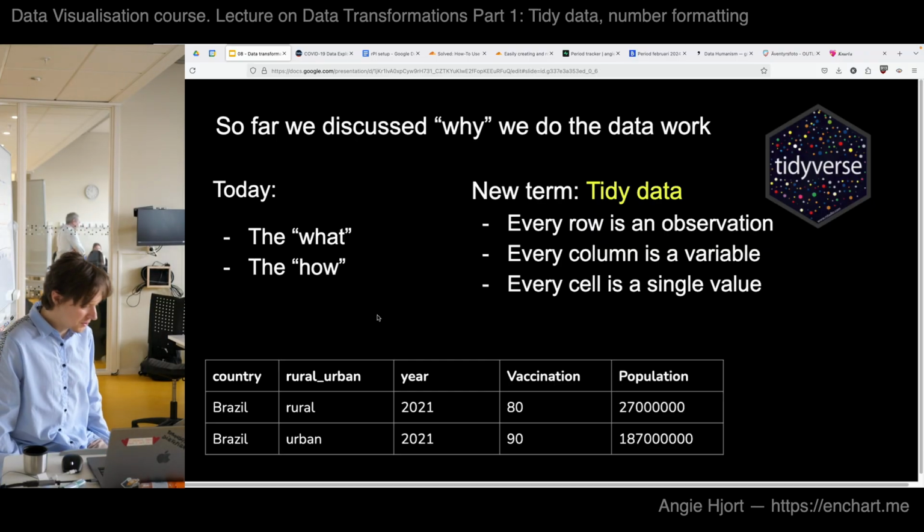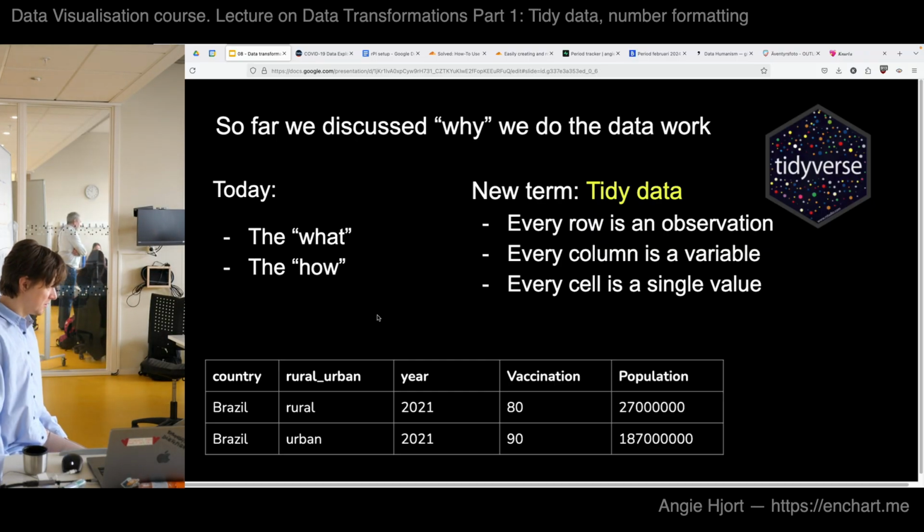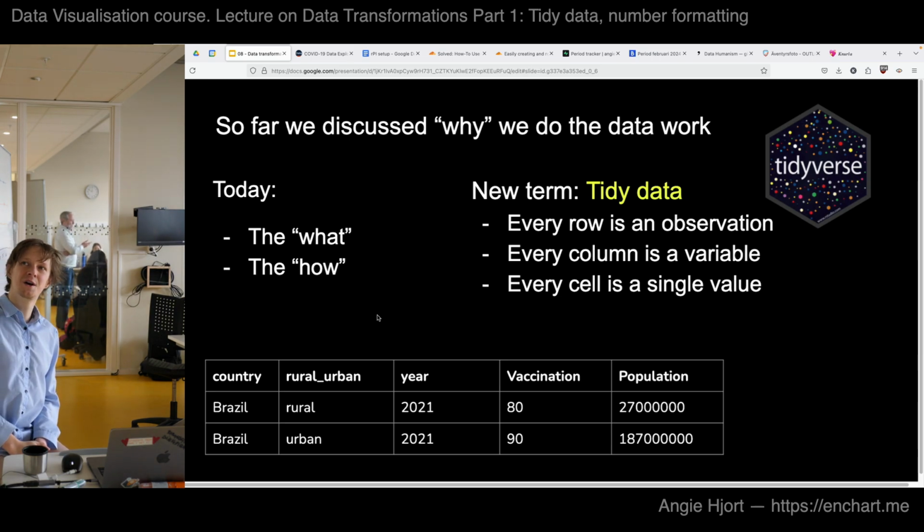But first I need to introduce you to a new term, tidy data. Have you heard that before? Is anyone familiar? Mattea? A little bit? It's these three sentences. If these three criteria are met, then your data set is tidy, like capital T tidy. People just made up that kind of term. So every row is an observation, every column is a variable, every cell is a single value.